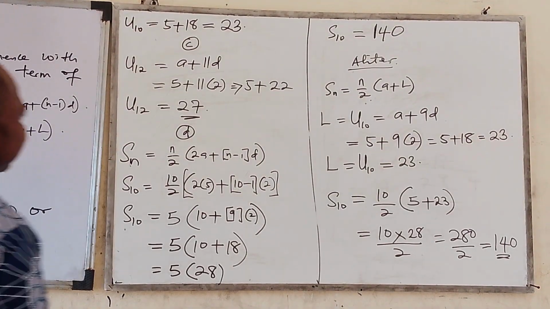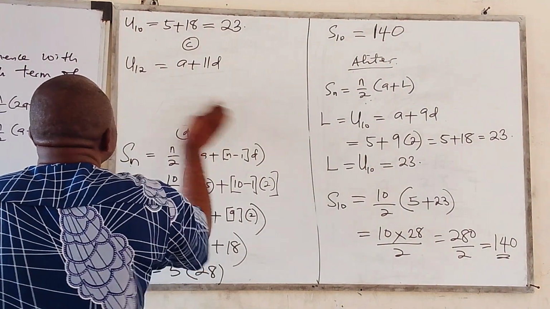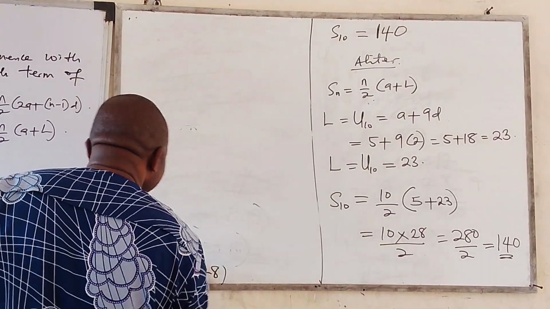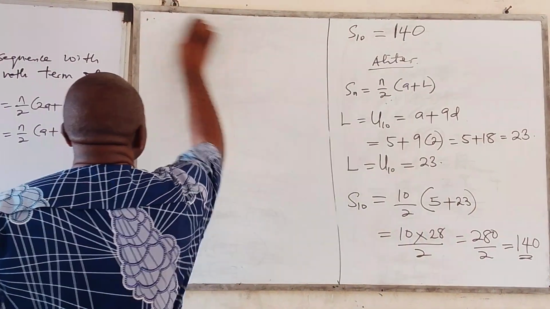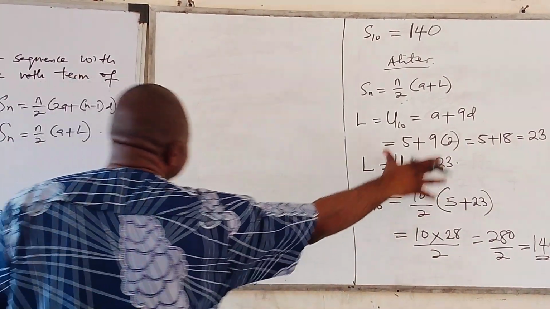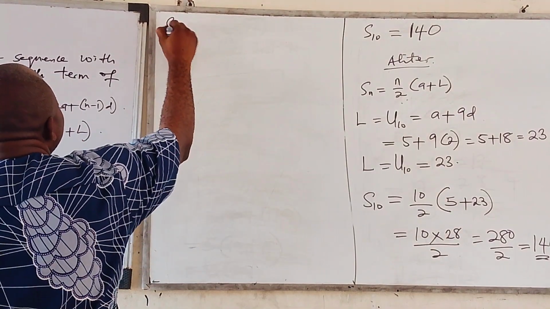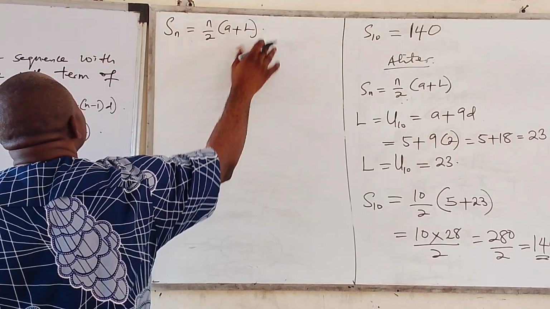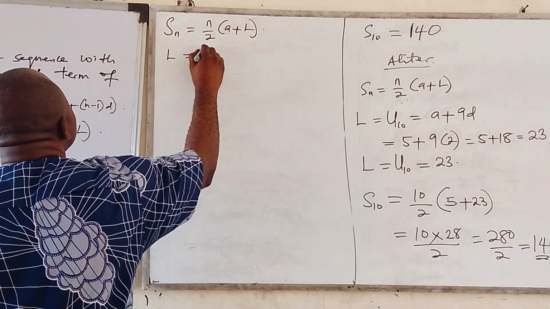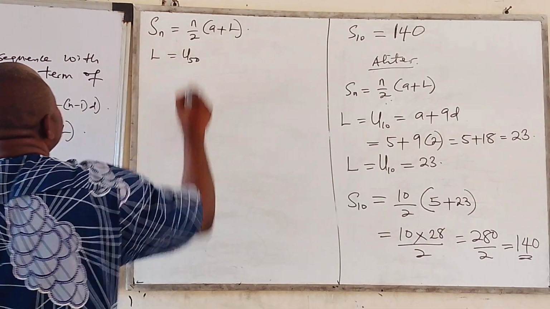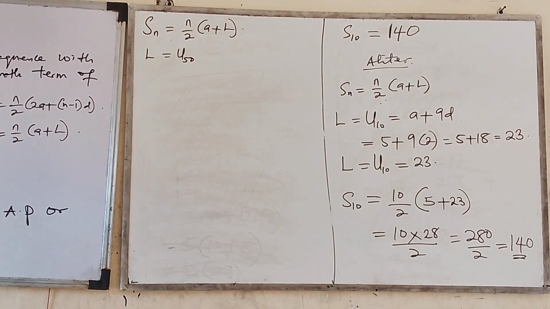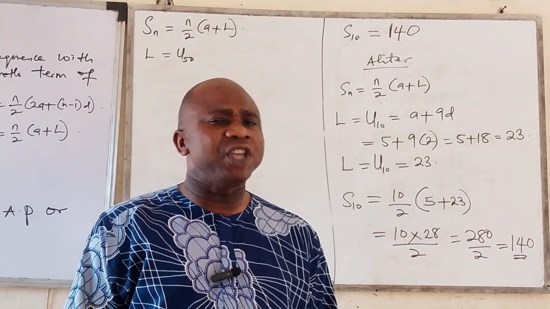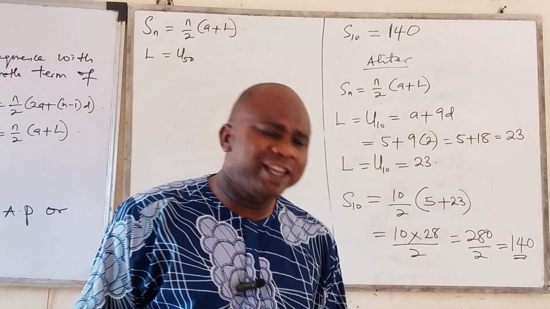So now we are going to look at the sum of the first 50 terms. Now, I want us to use the second formula. So here we have Sn is n over 2 in bracket A plus L. Now our L will be equal to U50. Why? Because we're actually looking at the sum of the first 50 terms, so the 50th term is the last term.